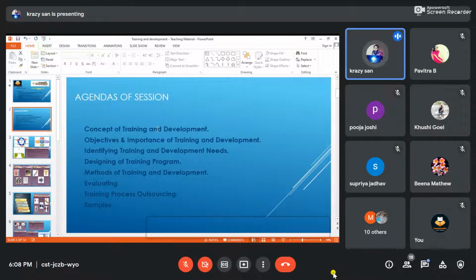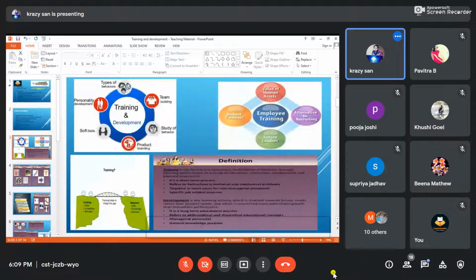So today's agenda of the session is: the concept of training and development, the objective and importance of T&D, identifying T&D needs, designing the training program, methods of training and development, evaluating from a practical perspective, training process outsourcing, and samples of how training session plans are done. So let's begin.